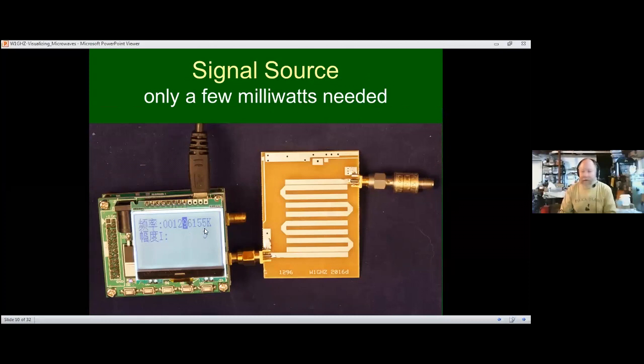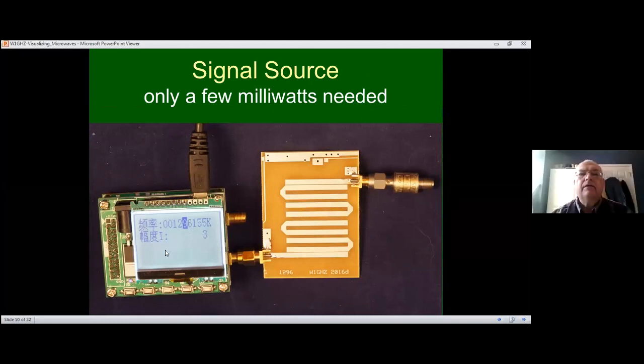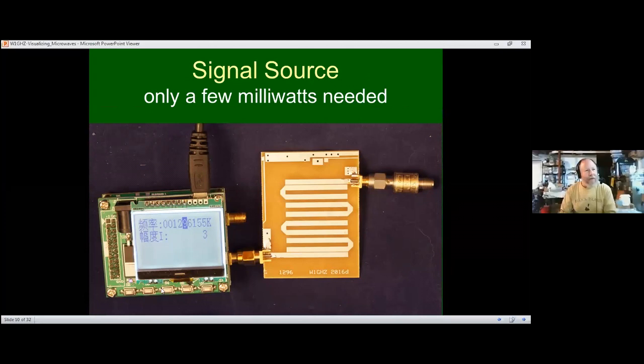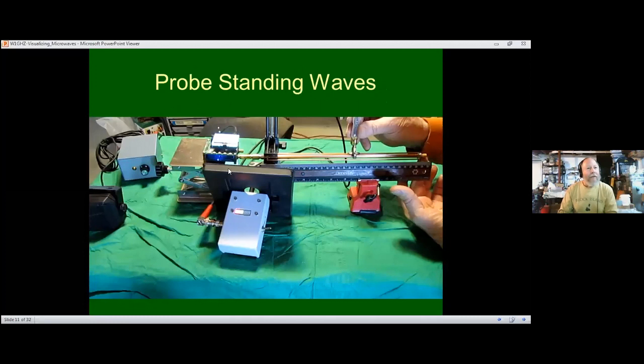Signal source is this little Chinese synthesizer here with push buttons to set the frequency. You can see it says 1296. Puts out a few milliwatts. And I put a low pass filter on because harmonics will also show up in the line and make the demonstration a little harder. So we're going to probe standing waves along the line here. And we've got a ruler so we can look at millimeters or centimeters. Centimeters is what we're working in.